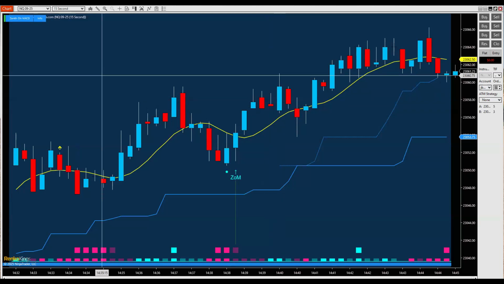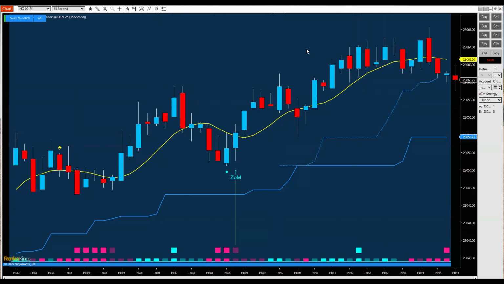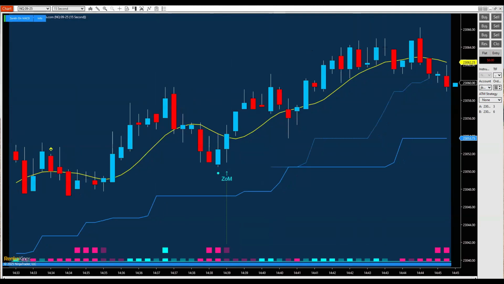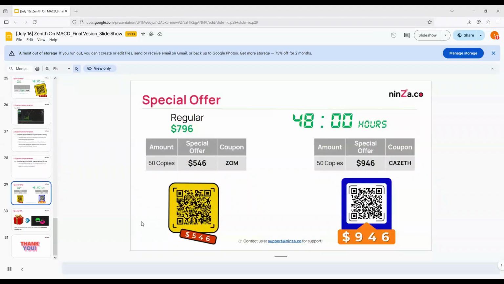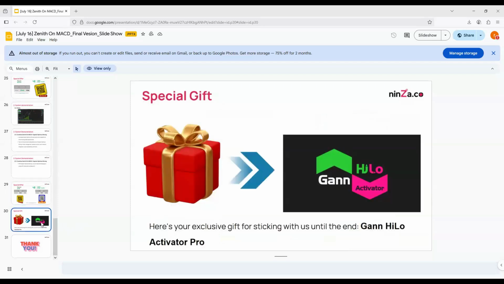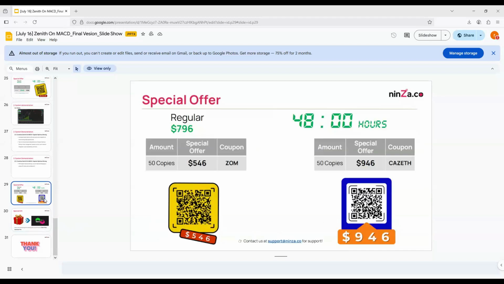So let's get back to this. Where is it in Zoom? Okay. So once again, this is the price for MACD, Zenith MACD, I should say. This is the gift. So this is the gift, and this is, oh, question. Hold on. Let me get to the question.